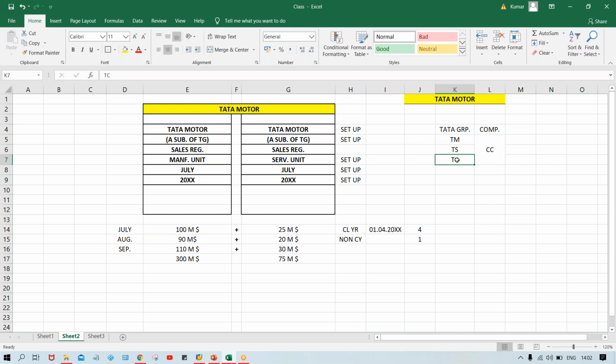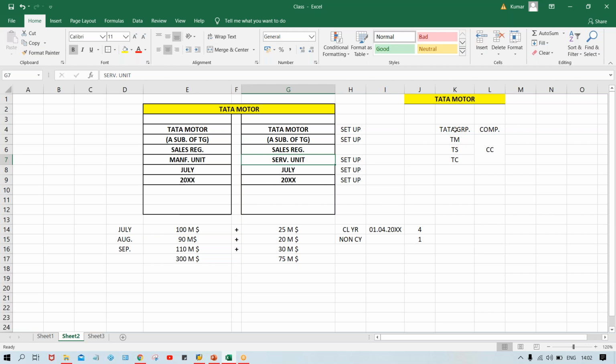So creation of company, and again in Tata Motor, we are having two different kinds of businesses, let's suppose a manufacturing unit and a service unit. So that is again going to be set up as a business area. That is going to be set up as a business area.